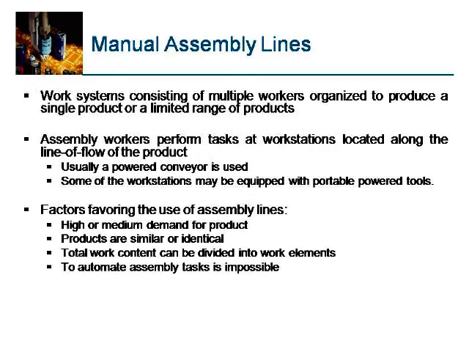A work system consists of multiple workers organized to produce a single product or a limited range of products. Assembly workers perform tasks at workstations located along the line of flow of the product. Usually a powered conveyor is used. Take simply a TV assembly or a motor assembly line. Normally assembly is done in a typical line fashion. When the base part is loaded at one end and is moving, the other parts are added to it.